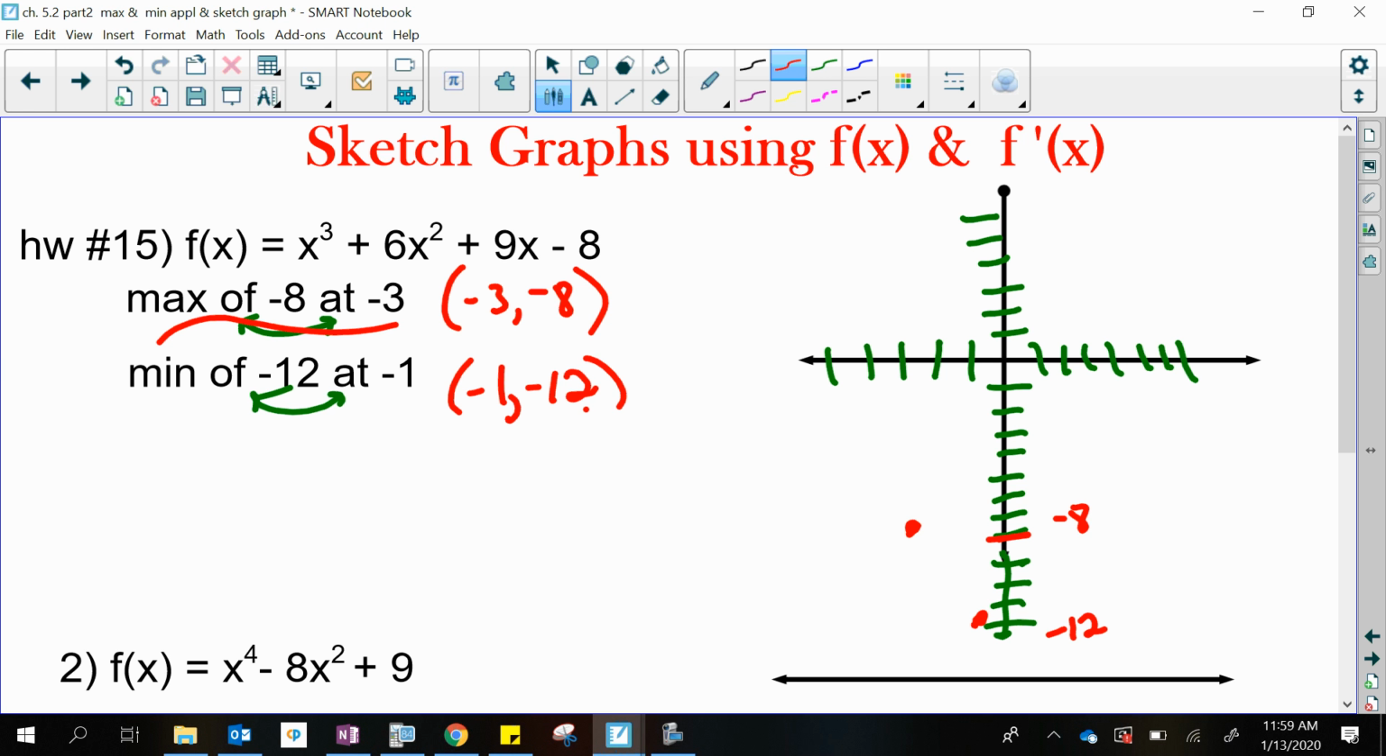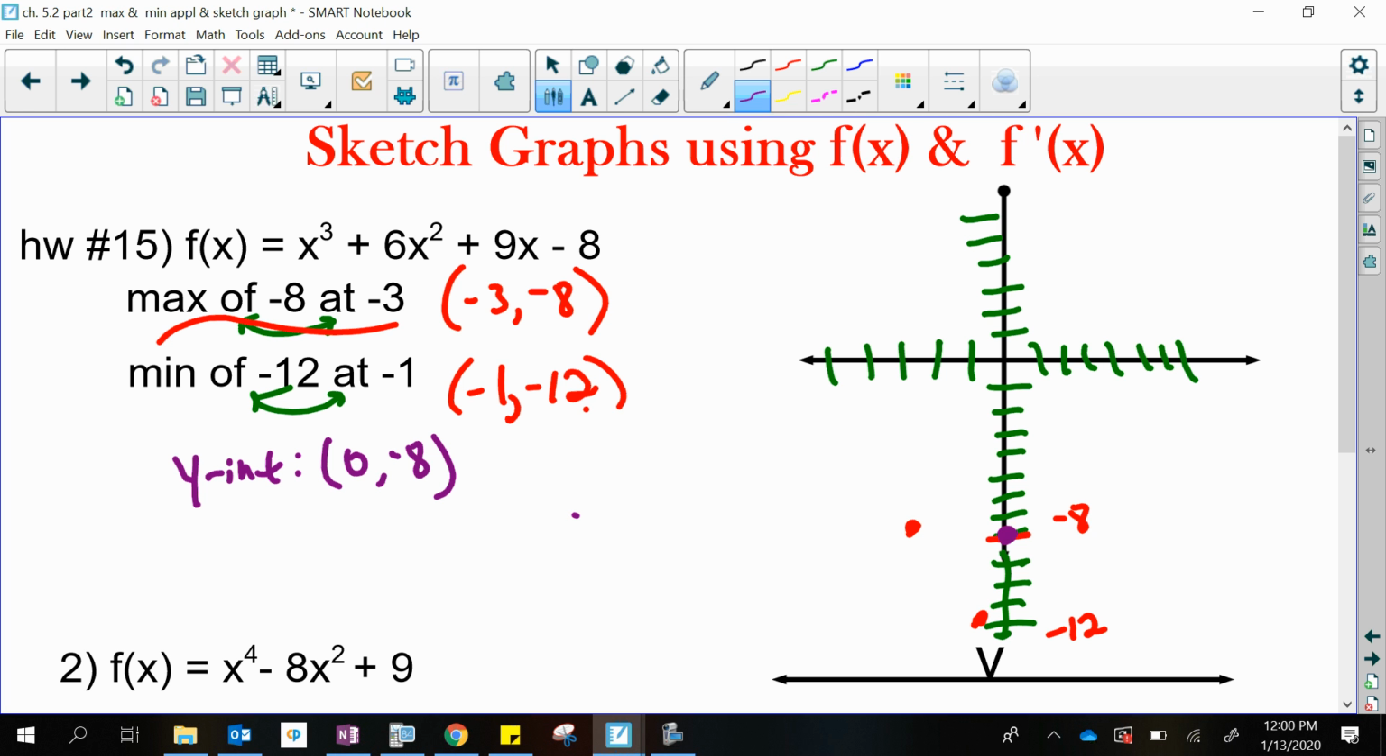And then just to help make a better graph, what's another point we could plot pretty easily? What's another number we could choose that if we plugged in, we could find a value pretty quick? 0. What happens if we plug in a 0? -8. So if it's available, you always want to try to use your y-intercept. A lot of times your y-intercept is actually going to end up being one of your critical numbers, okay? But in this case, x equals 0, we get -8. So that's another point we can put down.